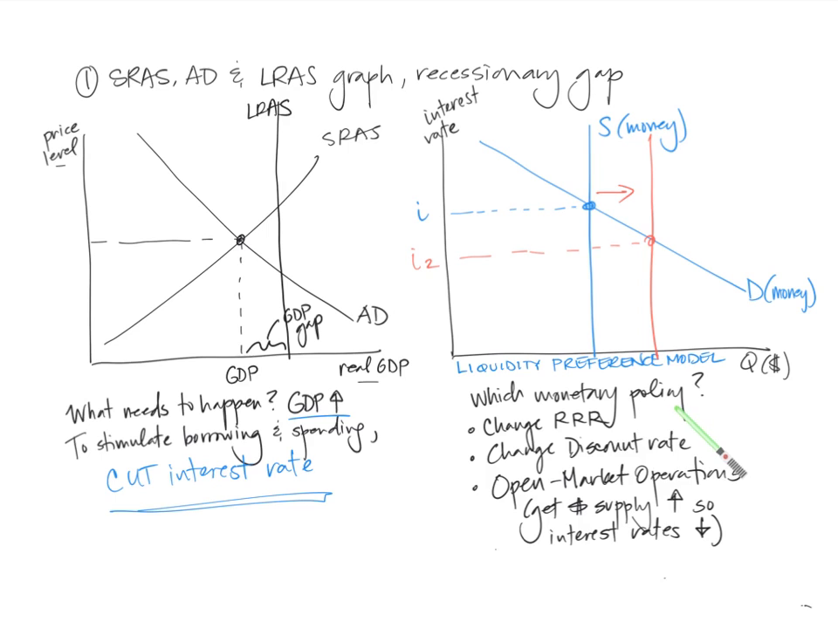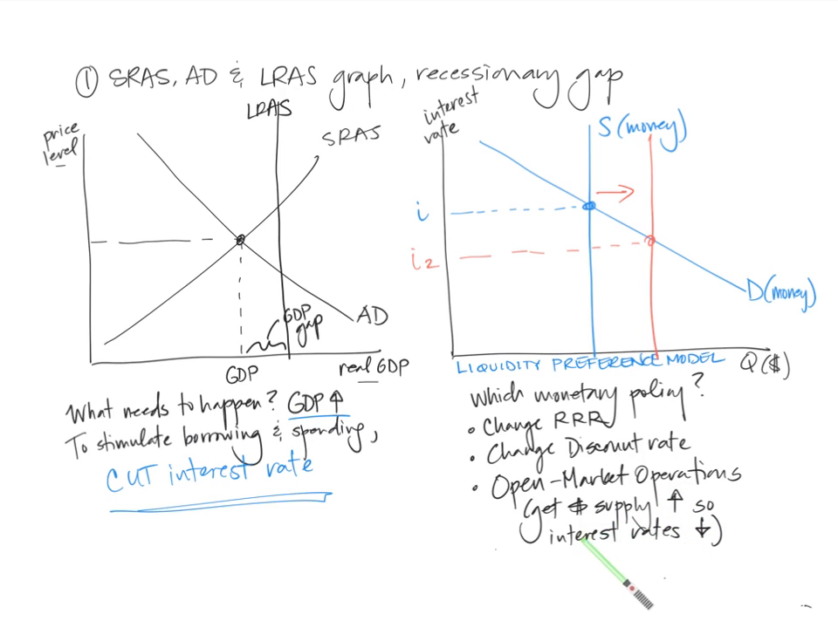Well, the 3 tools of monetary policy are to change the required reserve ratio, to change the discount rate, and open market operations. You can read about the first two in your text, but those are not very useful on a day-to-day basis. Open market operations is the daily, most powerful, most often used tool of monetary policy. That's how the Fed actually gets money into the economy and out of the economy when it needs to. In this case, we want to increase the money supply, and so we need to get money into the economy.